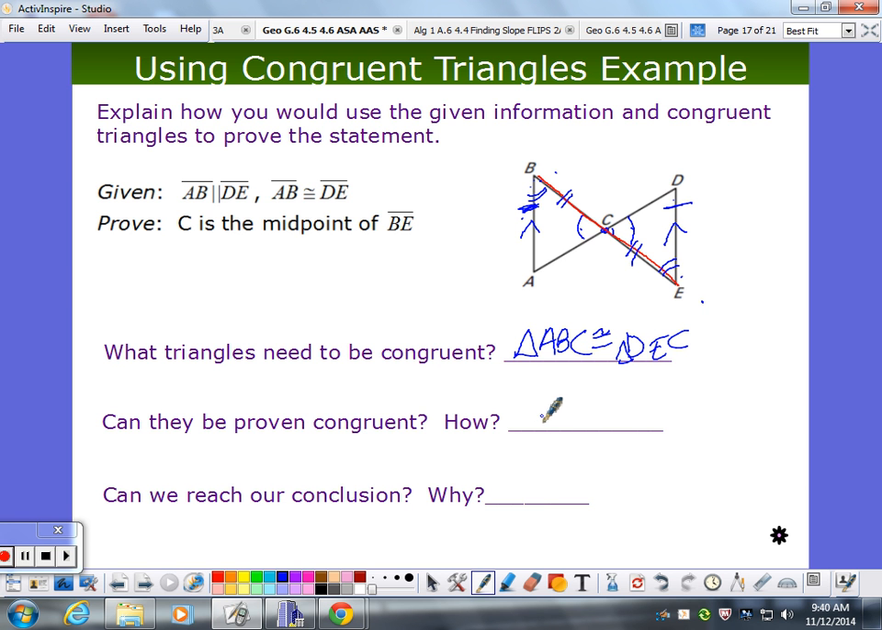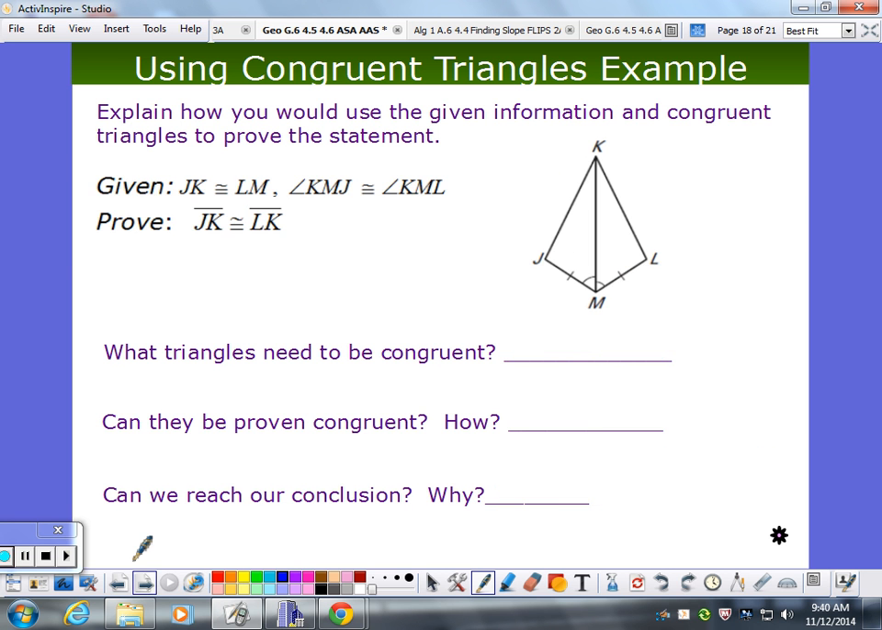We can prove them congruent using, what do we use here, angle-angle-side? And then I was able to show that BC is congruent to EC, which means C is the midpoint, because corresponding parts of congruent triangles are congruent. So once they're congruent, all the pieces are congruent, and I can use that if I need to.